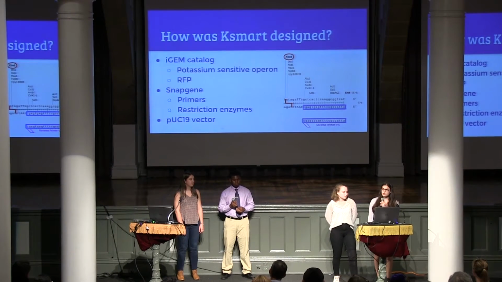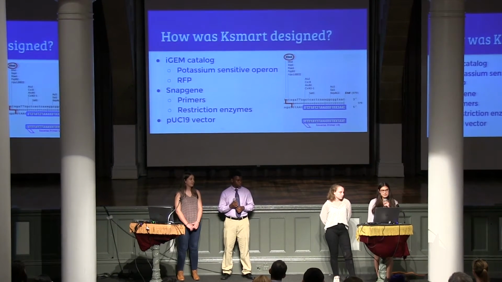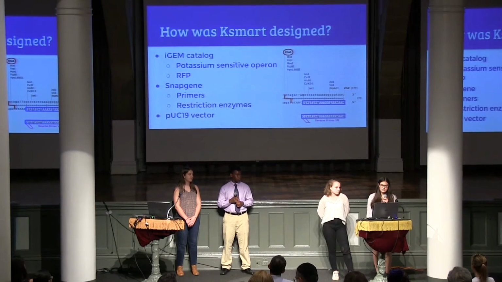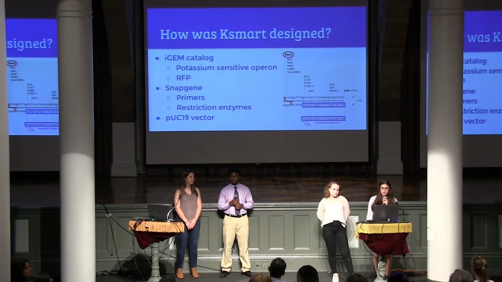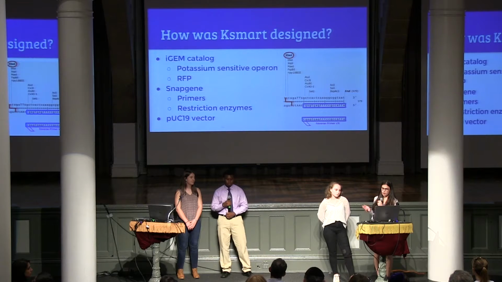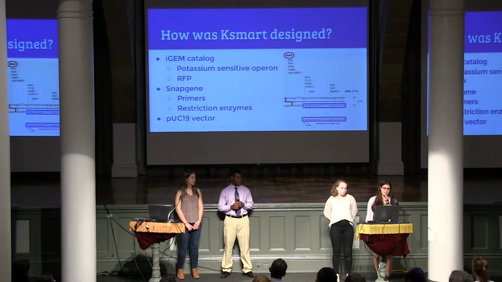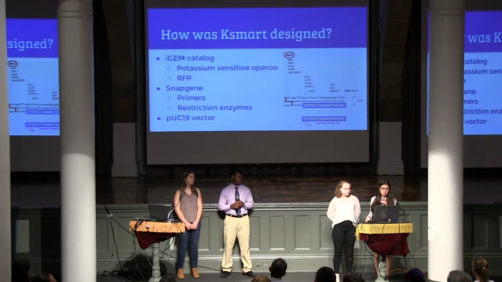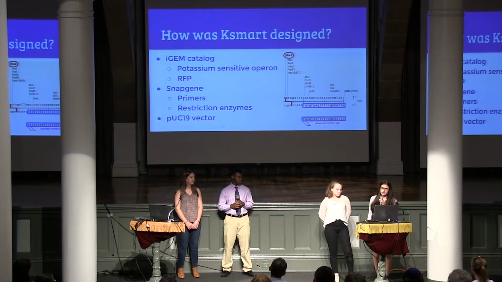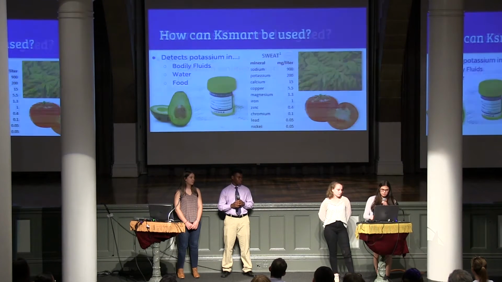And we also use SnapGene to look at the pUC19 vector and the restriction enzyme sites that were on it. And we compared these to the sites that were found on our insert. And then we copied two restriction enzyme sites, one of them is XbaI, and the other one is PstI, and we put these at the beginning and the end of our insert, so we could insert them into the pUC19 vector and create our insert.